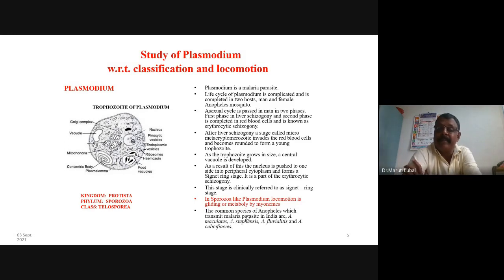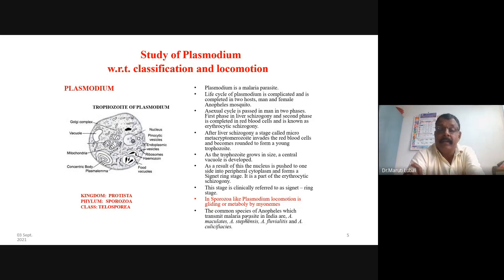Plasmodium is the malarial parasite. The life cycle of Plasmodium is completed in two hosts. The first host is man and the second host is the female Anopheles mosquito. The asexual cycle is passed in man in two phases. The first phase is liver schizogony and the second phase is completed in red blood cells. This phase is called erythrocytic schizogony.